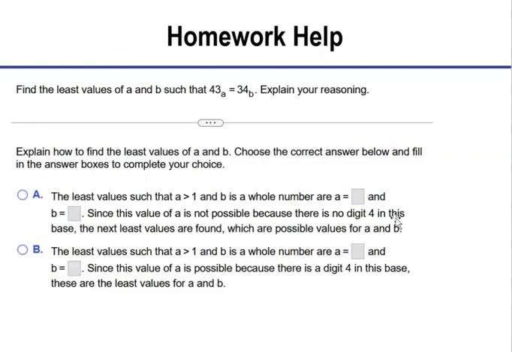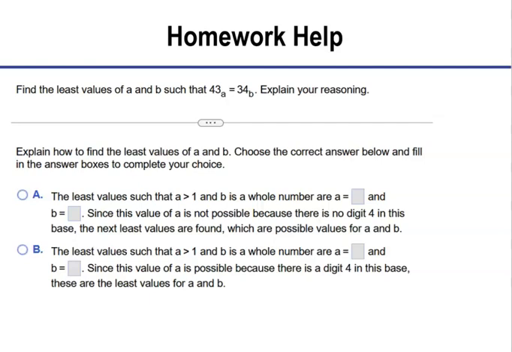Okay, so this problem requests that we find the least values of A and B such that 4,3A is equal to 3,4B. Wow. Okay, so what's going on here is these are different bases and we don't know the bases. So the 4,3 on the left is base A and the 3,4 on the right is base B.